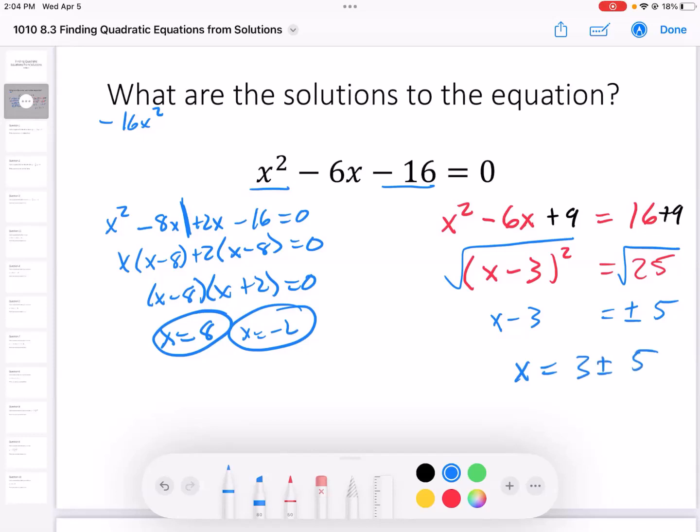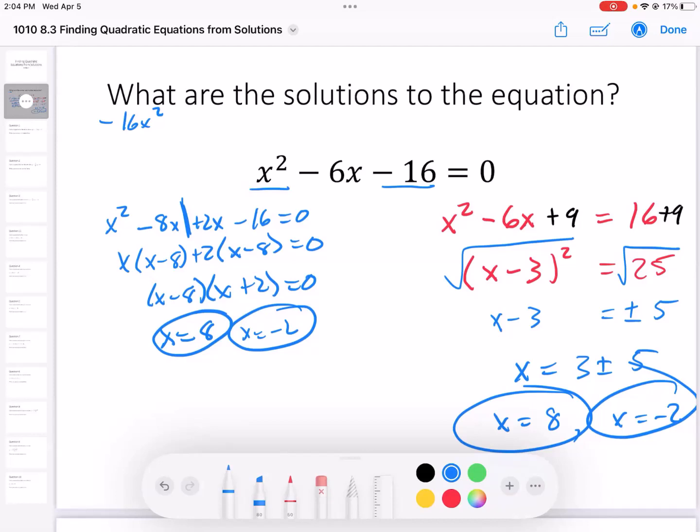Since this doesn't have any imaginary numbers or square roots in it, you can simplify this further and say x equals 3 plus 5, which is 8, or x equals 3 minus 5, which is negative 2. Notice that these solutions that we found with this method are the exact same solutions we found with this method. You can use either method, but sometimes this one won't work just because you can't factor the equation. Like if you end up with imaginary solutions, I guess you could factor it, but this method of factoring wouldn't work.